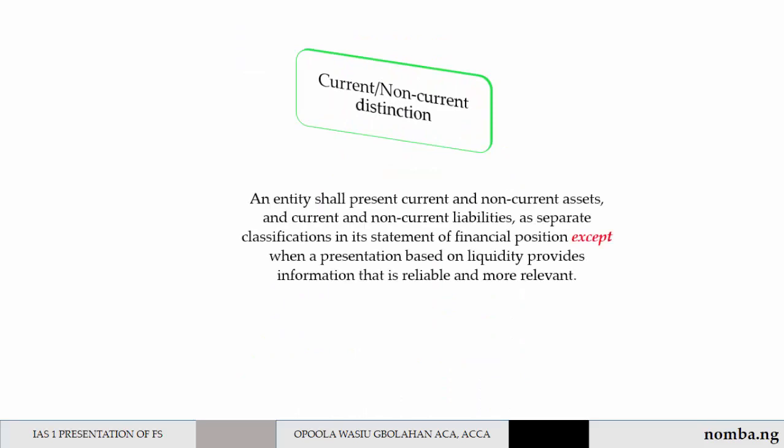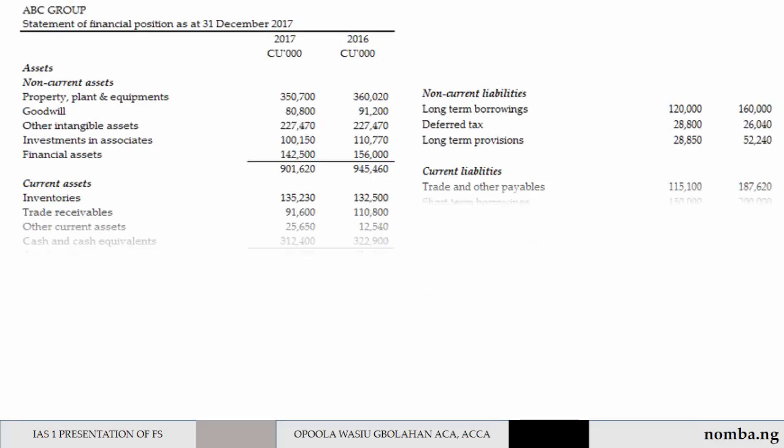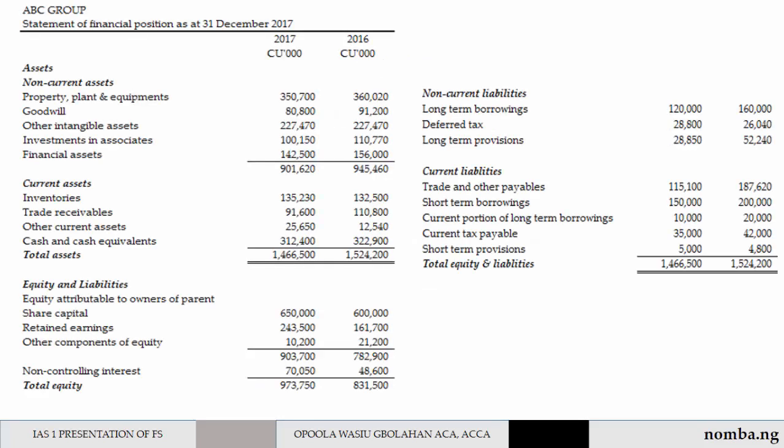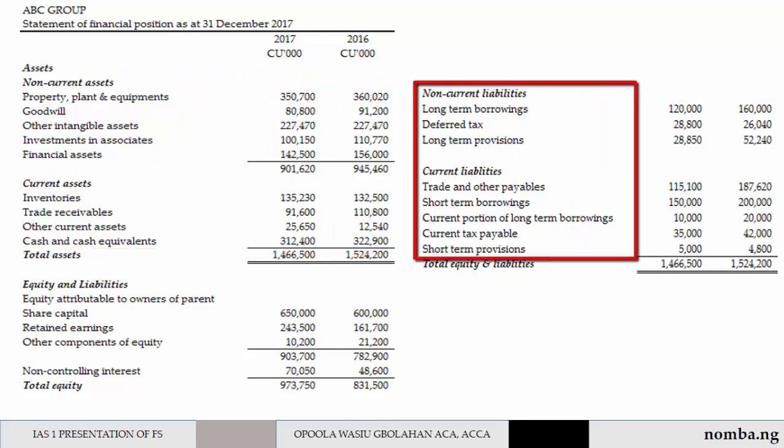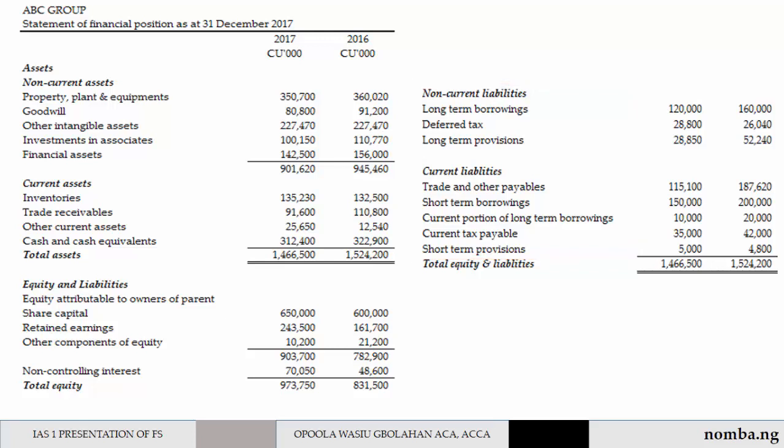An entity shall present current and non-current assets and current and non-current liabilities as separate classifications in its statement of financial position, except when a presentation based on liquidity provides information that is reliable and more relevant. And from the statement of financial position that we presented, you will see that the assets are classified into current and non-current assets, as well as the liabilities. Okay, so this is in compliance with the current and non-current classification or distinction.